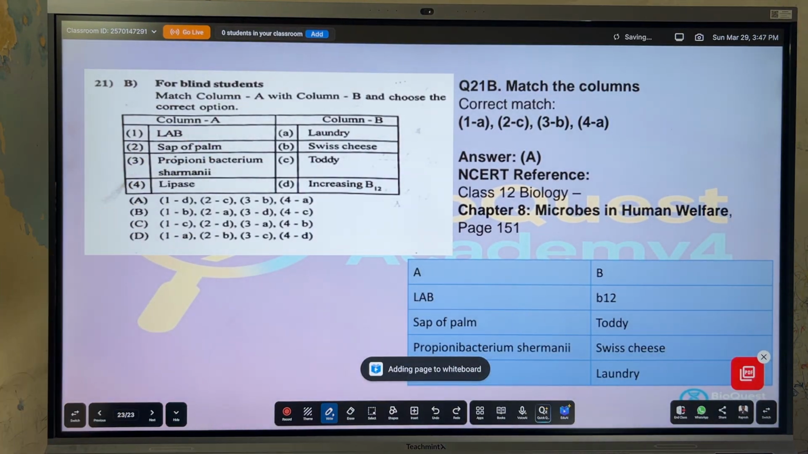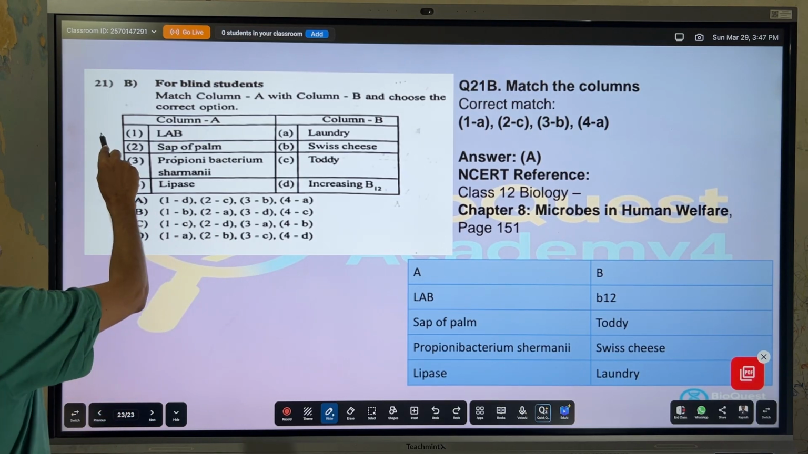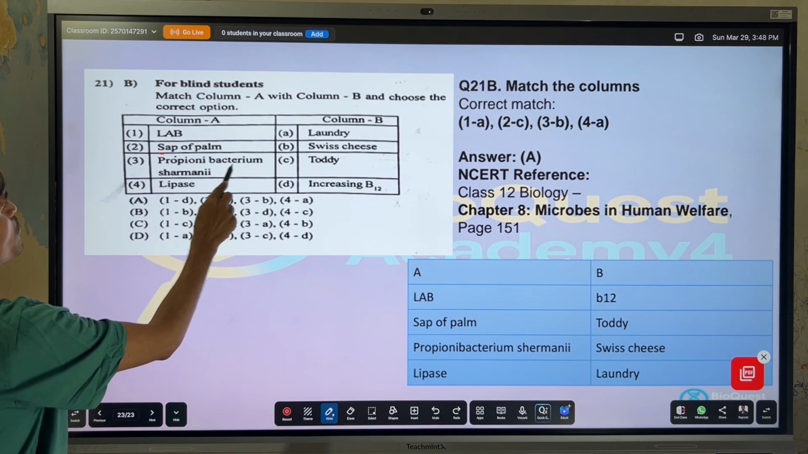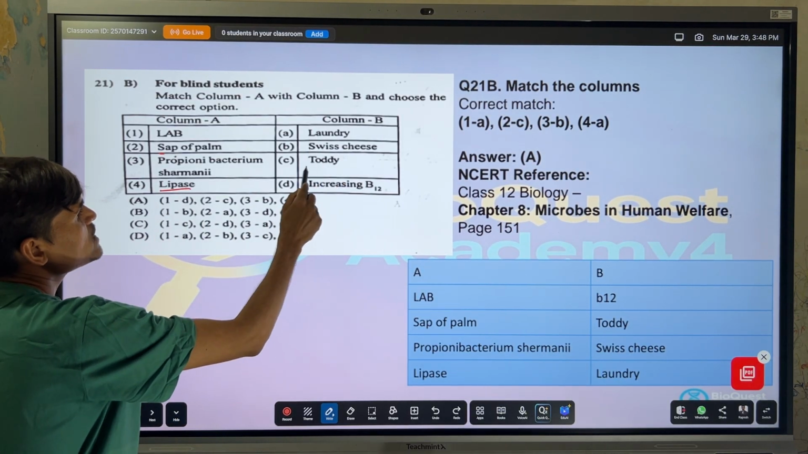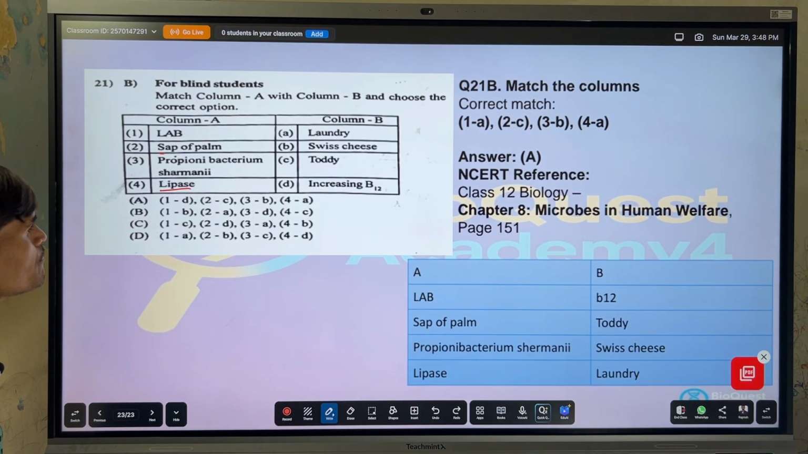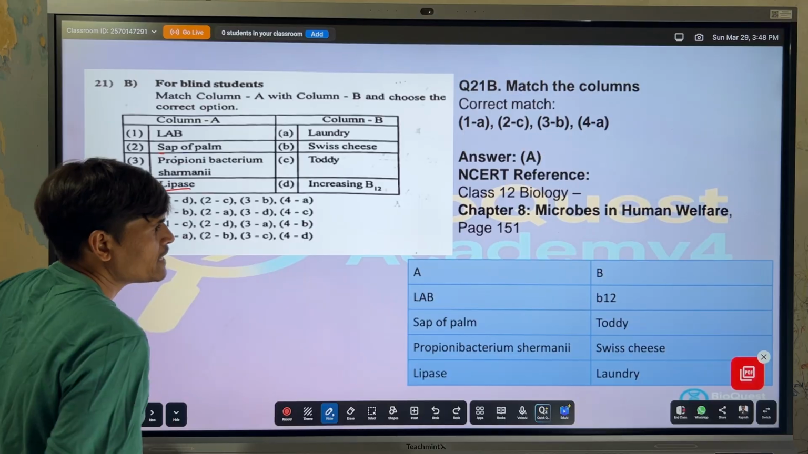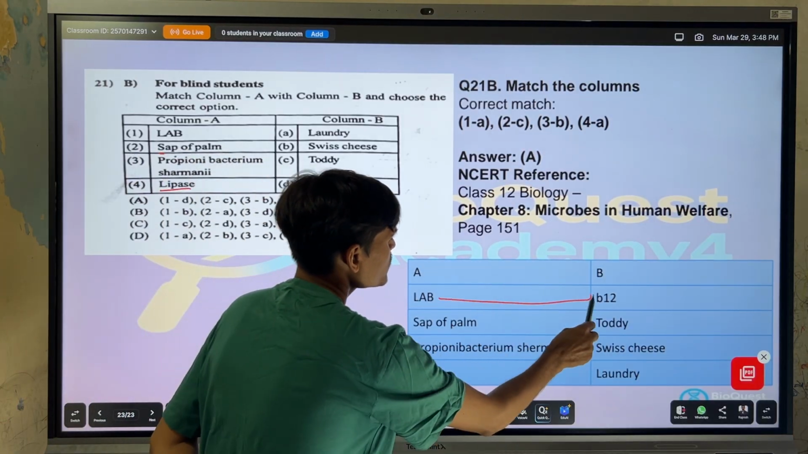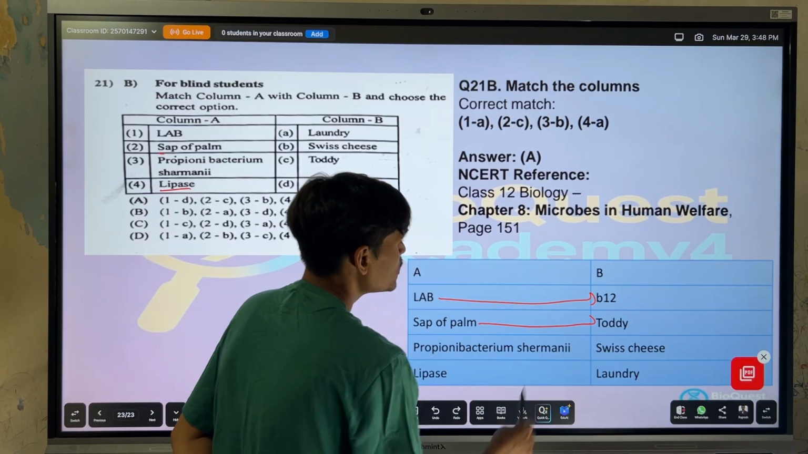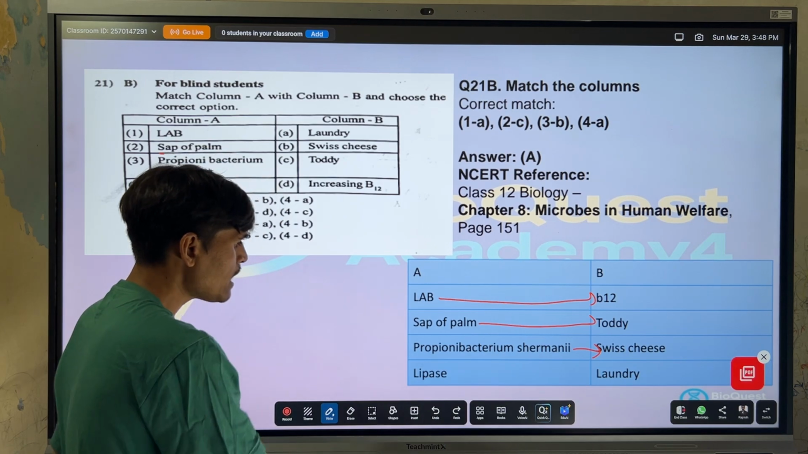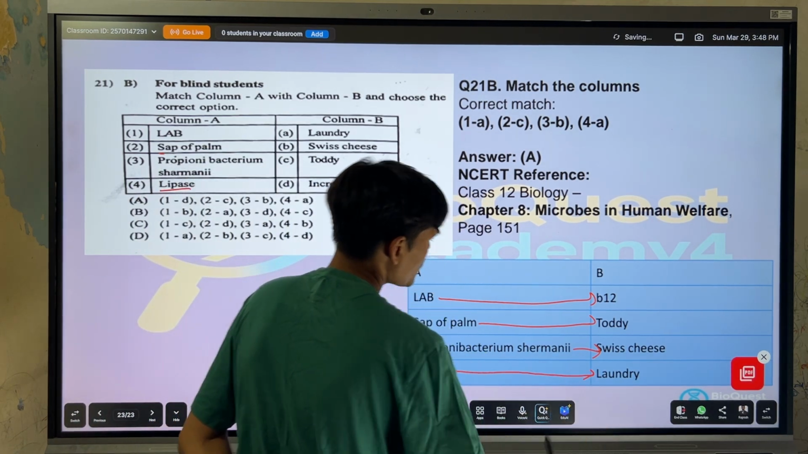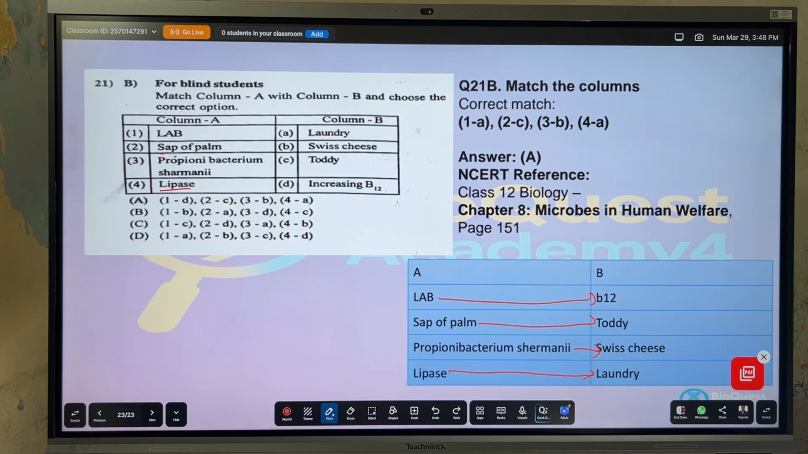Next question for the blind student, 21B. Two columns are given: LAB, sap of palm, Propionibacterium shermanii and lipase. In column B: laundry, Swiss cheese, toddy and increasing B12. Directly, LAB will give you B12, sap of palm is toddy, Propionibacterium shermanii we use in Swiss cheese making, and lipase we use in laundry. Simple. So your answer is A.